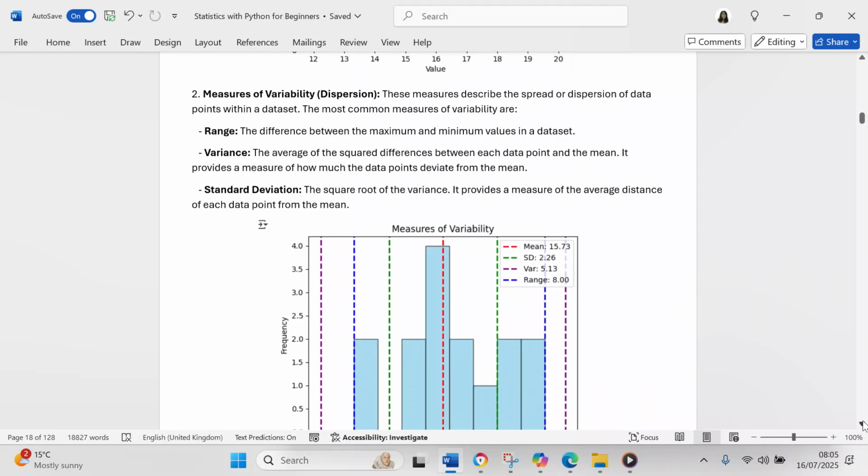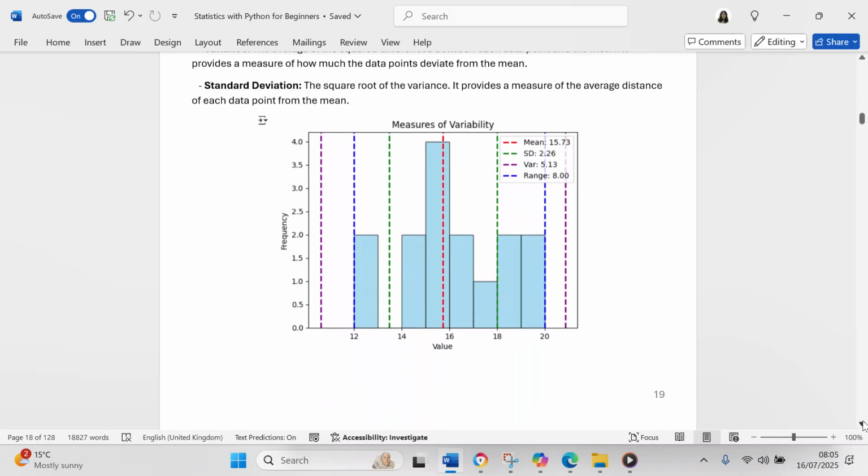And then now what we have is a measure of variability or dispersion. These measures describe the spread or dispersion of data points within a data set. The most common measures of variability are range, the difference between the maximum and the minimum values of a data set. The variance, the average of the squared differences between each data point and the mean. It provides a measure of how much the data points deviate from the mean. And the standard deviation is the square root of the variance. It provides a measure of the average distance between each point and the mean.